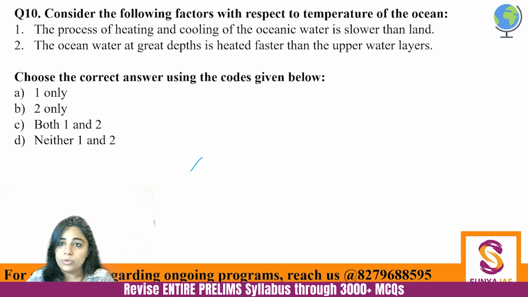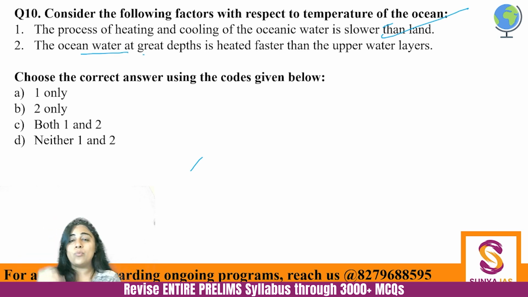First one, you know, it is absolutely correct that ocean water, of course, heats up slowly. Specific heat of ocean is more as compared to land. But second one, you might think is incorrect. Ki when the water is at great depth, then how will it get heated up faster? But please try to imagine this.